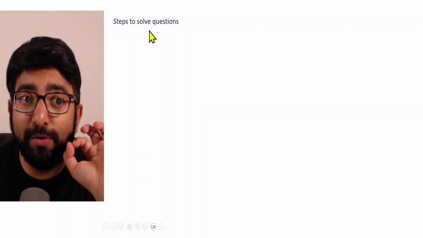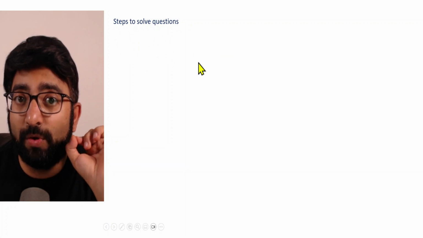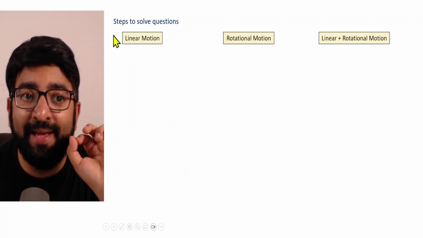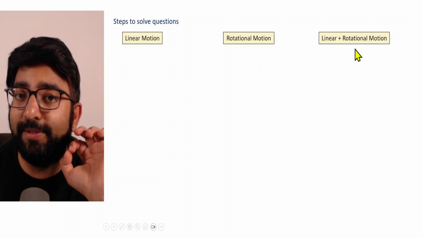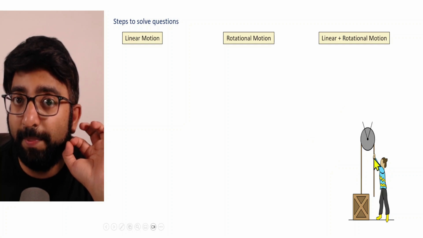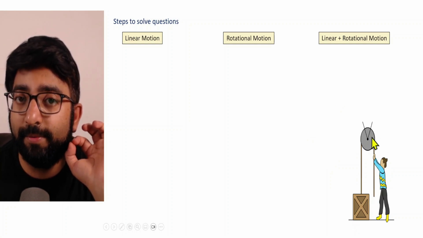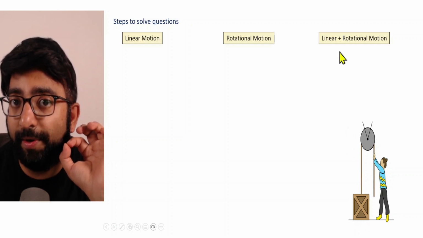Now, this is the most important topic, how to solve questions. So steps to solve questions. We are going to categorize all questions in three categories: linear motion, rotational motion, and linear plus rotational motion. So consider this figure on the bottom. We have a person who is trying to pull an object upwards using a pulley setup. This diagram is actually a combination of linear as well as rotational motion.